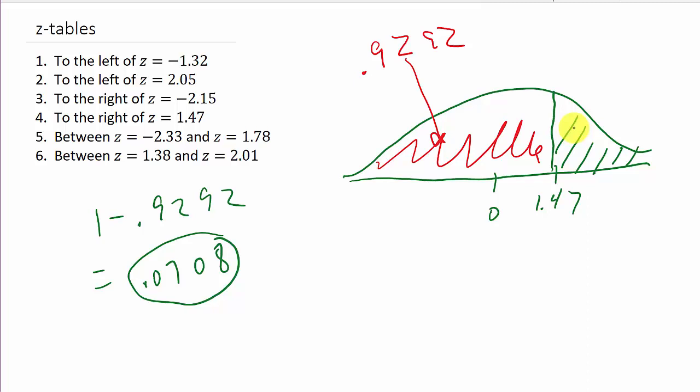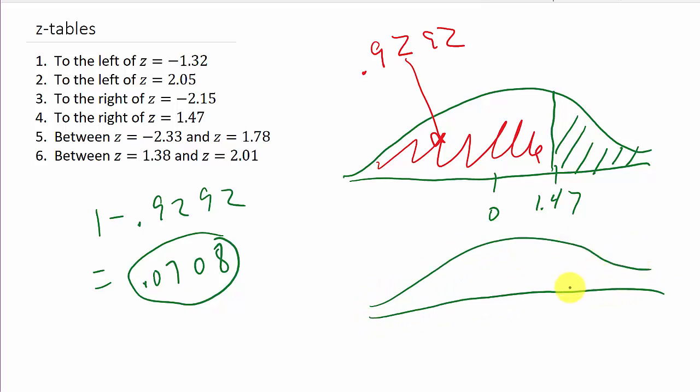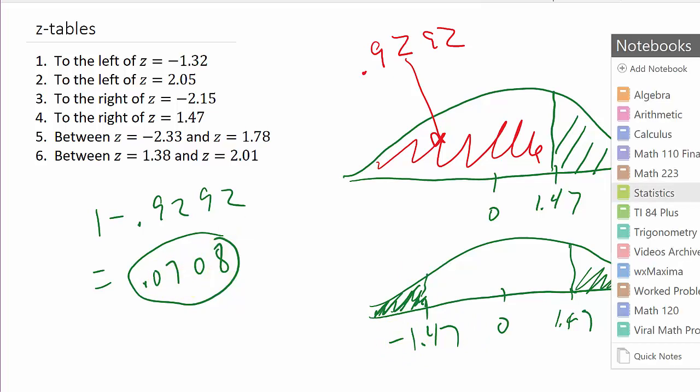Okay, and just one quick thing. There's 0. If we look at negative 1.47 and this area here to the left, well, this area here to the right is the same as this area here to the left of the negative 1.47. So we could have actually looked up negative 1.47 and gotten 0.0708. Let me show you that real quick.